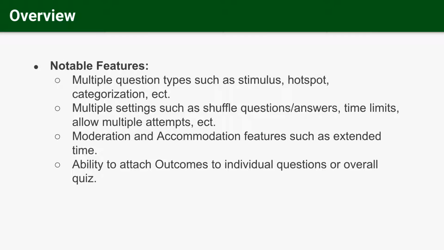Within Canvas quizzes also, there's some nice settings options that are a little different. Of course, you'll have shuffle answers and questions. You'll also have the ability to give time limits and multiple attempts. We'll talk more about settings later on. There's also some nice moderation and accommodation features, such as extended time. And of course, the big one here, we'll be able to add outcomes to individual questions or overall quiz. Anytime you see the word outcomes in Canvas, think standards. Outcomes is just the name that Canvas uses to describe standards.